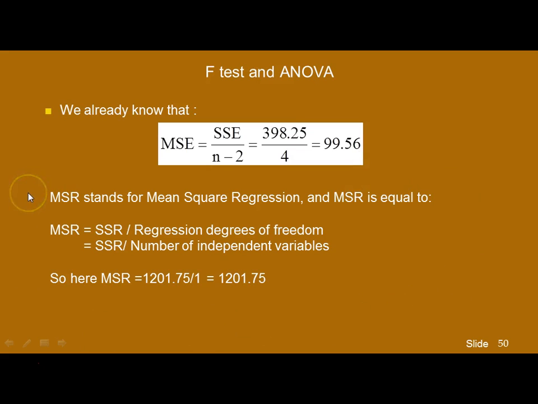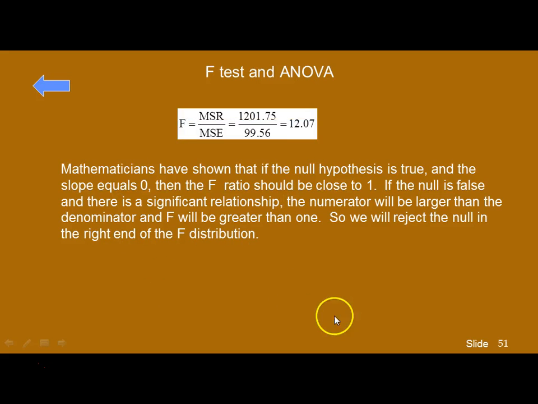Now, what is MSR? Well, like MSE, MSR stands for mean square regression, and that's going to be equal to SSR divided by the regression degrees of freedom, which turns out to just equal 1. It's the same as the number of independent variables. So MSR would be SSR over 1. Again, earlier we had SSR to be 1201.75. So that gives us MSR as 1201.75. And so our F statistic for the problem we've been doing, MSR over MSE, 1201.75 over 99.56 is equal to 12.07.